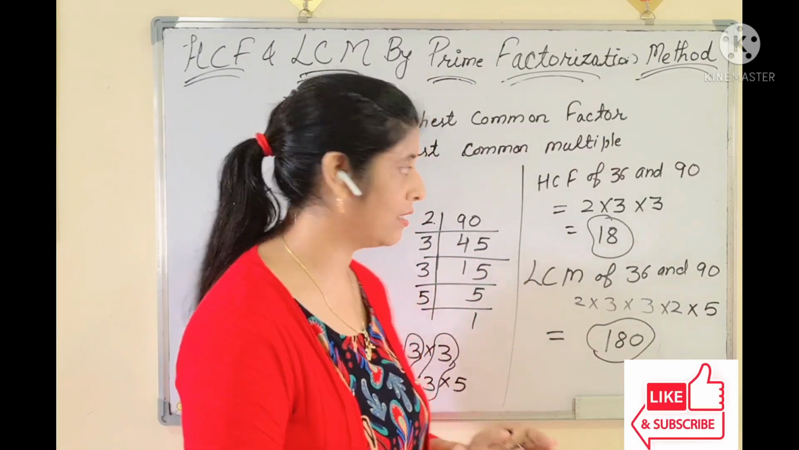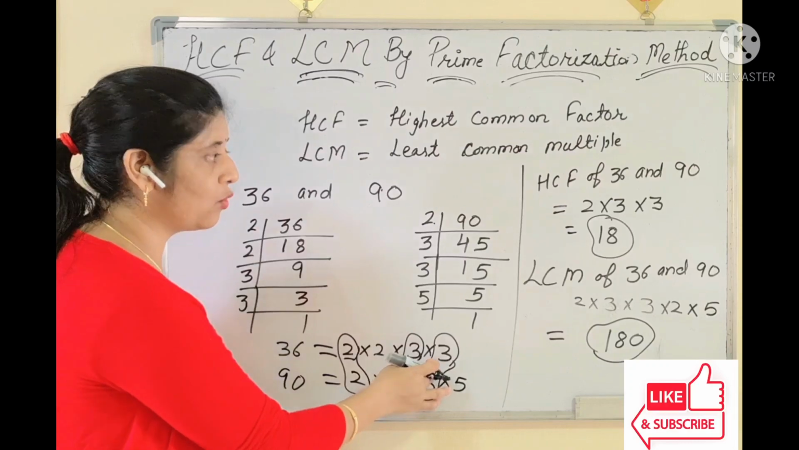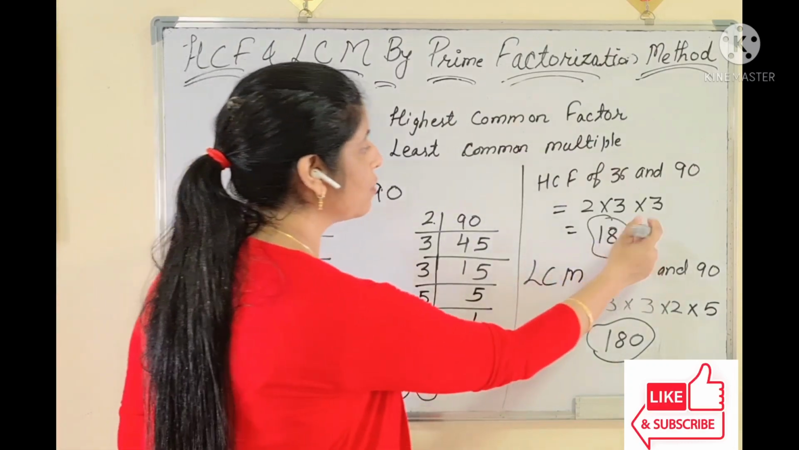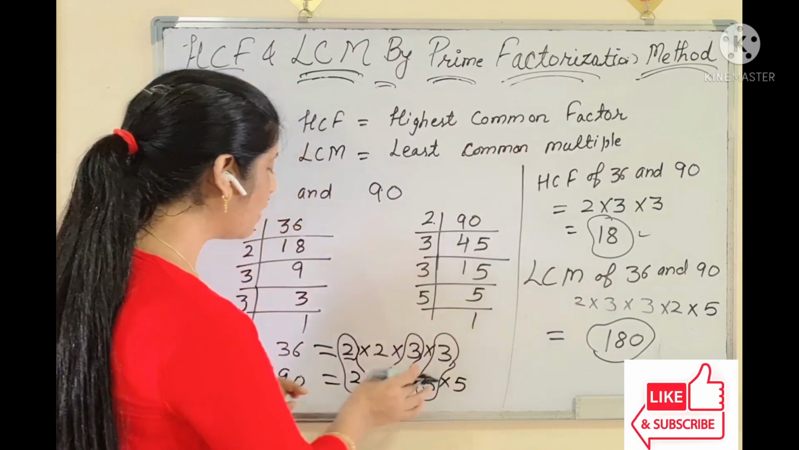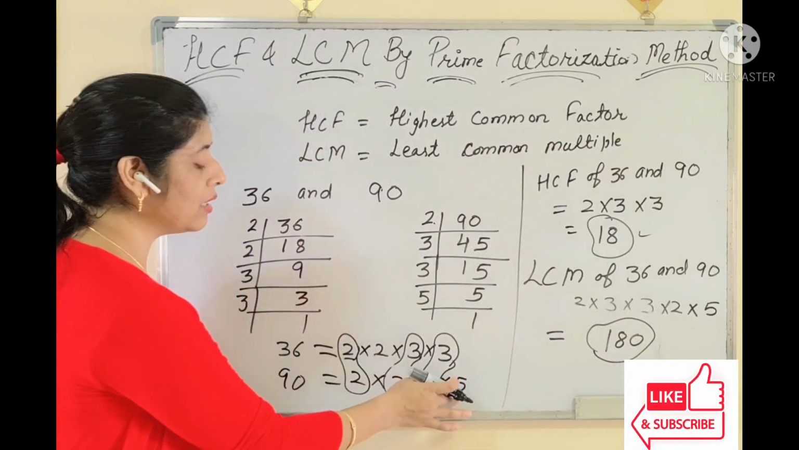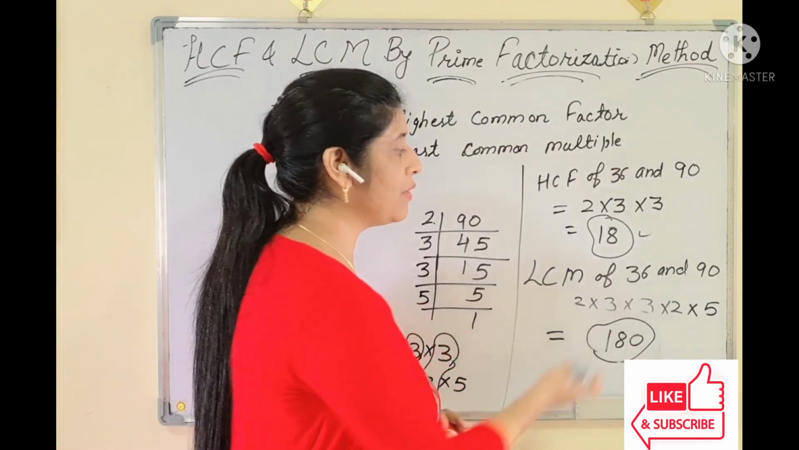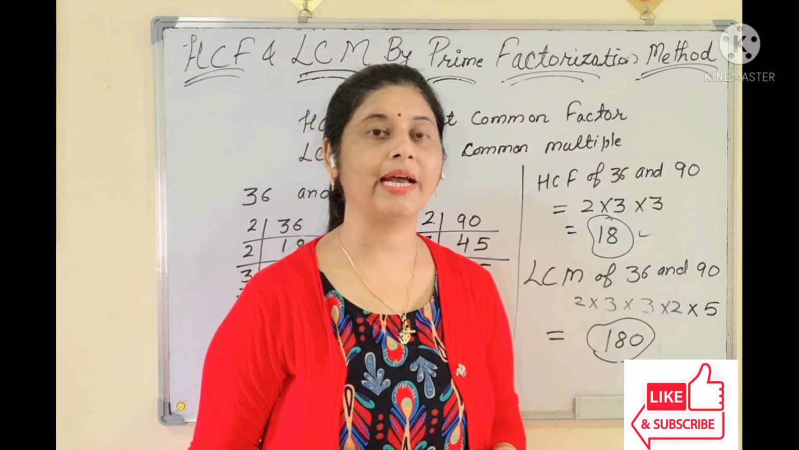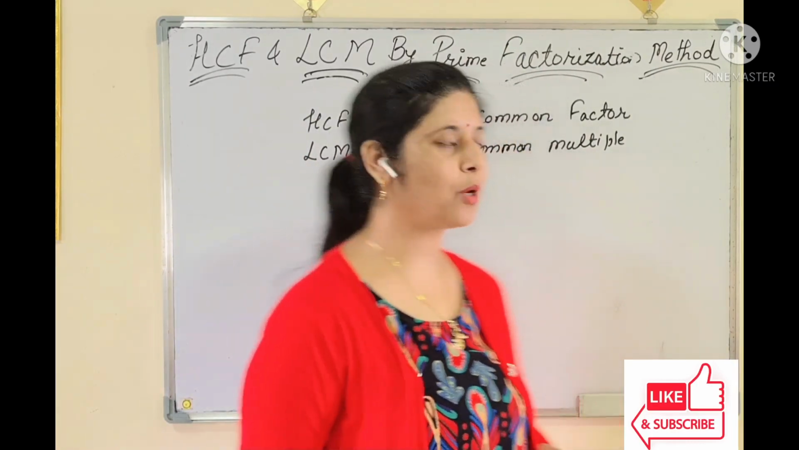See what we did. In case of HCF, we write down all the common factors and multiply those and we get the HCF. In case of LCM, what we did? First we write down all the common factors. After this, we write down the factors that are left. So in this way, we can find out the LCM and HCF very easily. Let's take one more example to understand it properly.